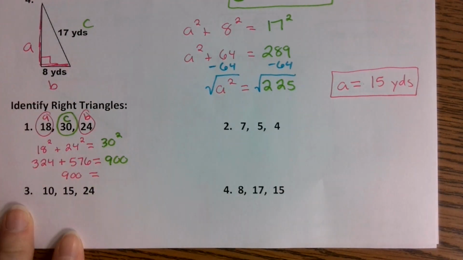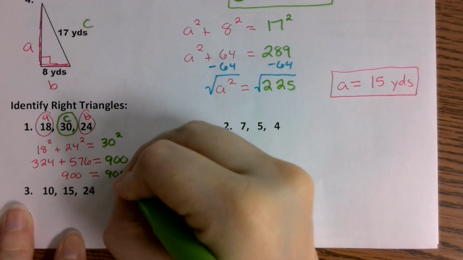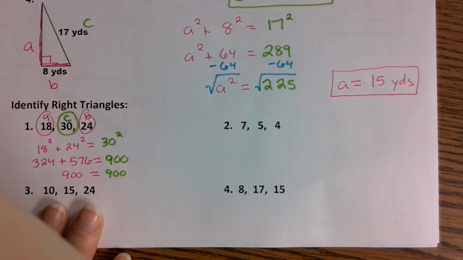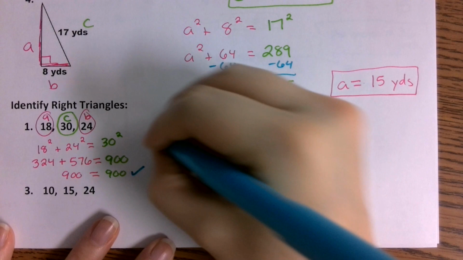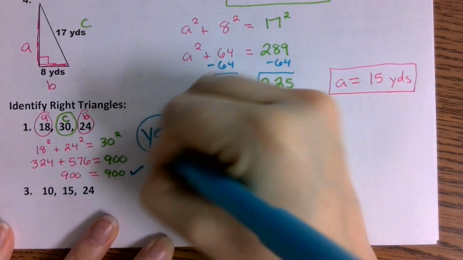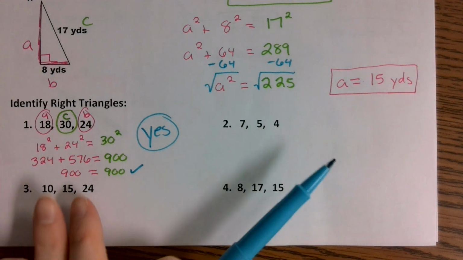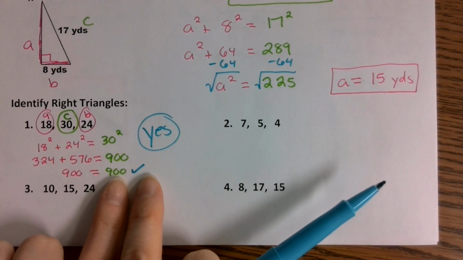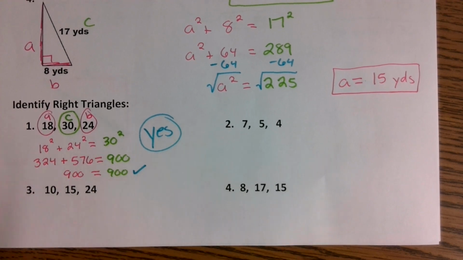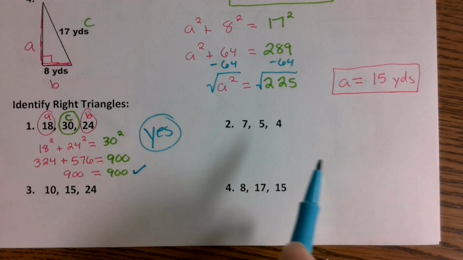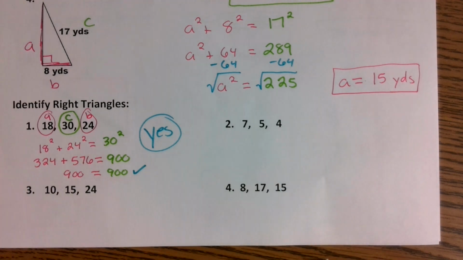So 900 is equal to 900. That is a true statement. So yes, this is a right triangle. If it does not come out to a true statement, so when you combine those squared values, if it does not equal the same thing as what your hypotenuse squared is, then it's not a right triangle. Go ahead and do problems 2, 3, and 4 on your own.